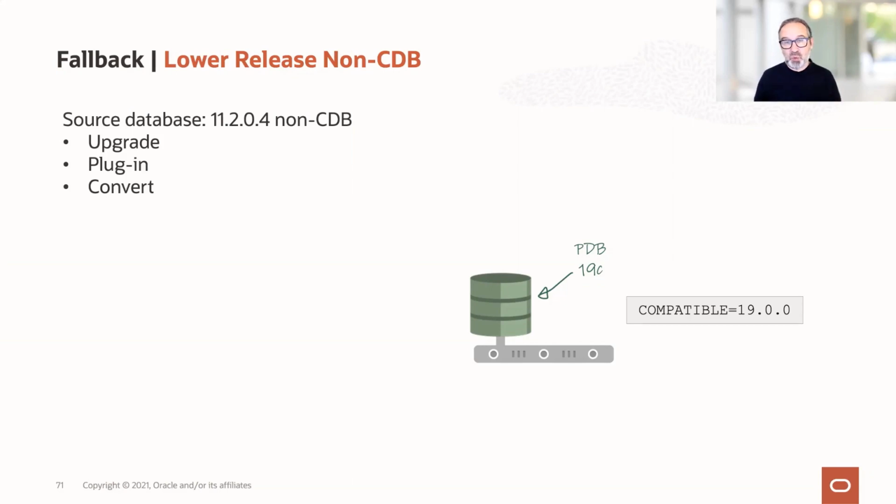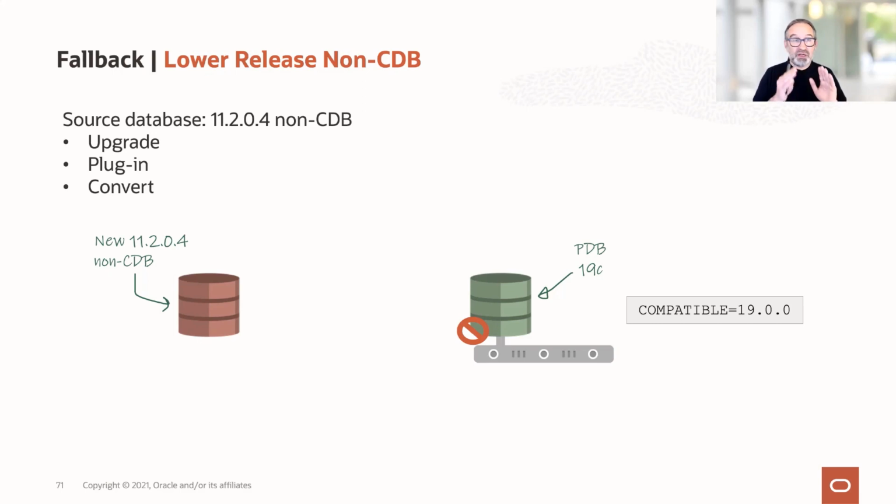So what do we do? We are now in 19c. And the default compatible setting in 19c in a CDB is 19.0.0. How can we go backwards? What we could do is we stop the application. We create an empty non-CDB database in our source release. If it was 11.2.0.4, we create 11.2.0.4. If it was 12.2.0.1, we create it in 12.2.0.1. And ideally, a tip from our side, if that is your fallback strategy, you have everything in place already.